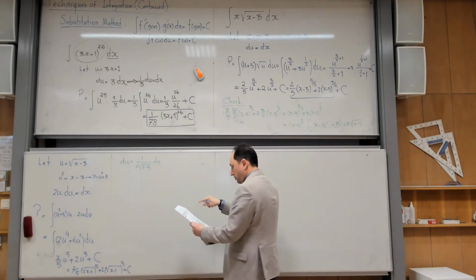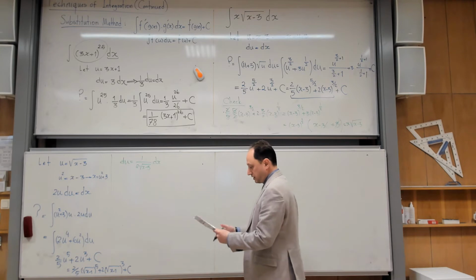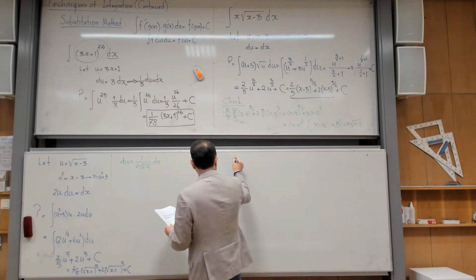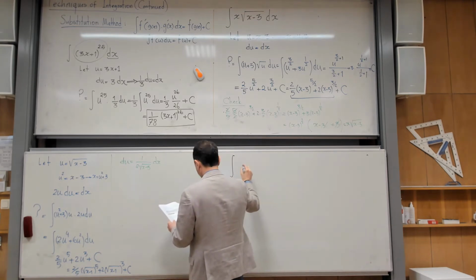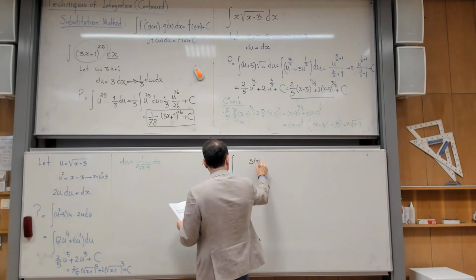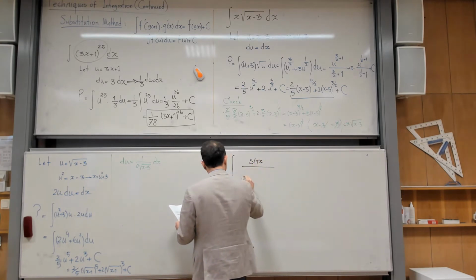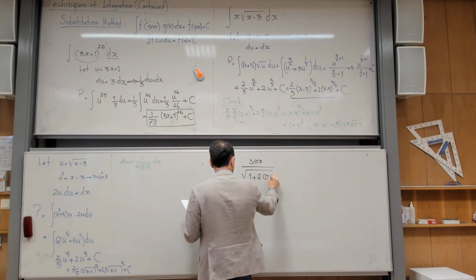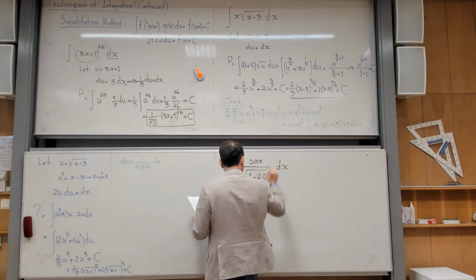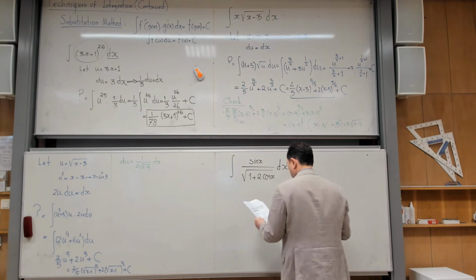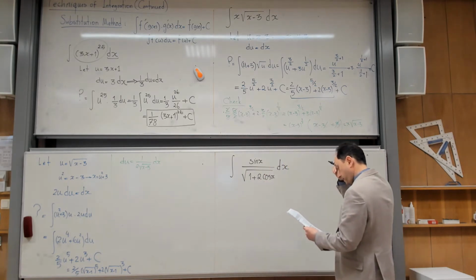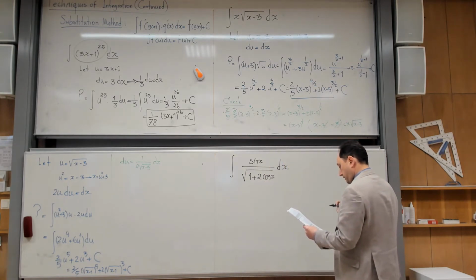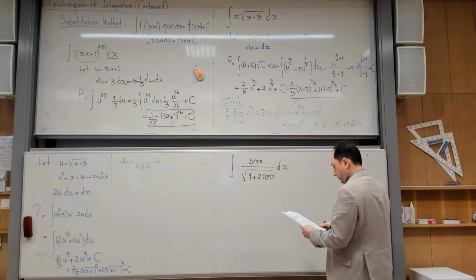But of course, there are some things that you haven't studied. I skipped them. But for example, this integral: the integral of sine x divided by the square root of 1 plus 2 cosine x dx. Okay, I write 2 so that if you finish, you can do the other one yourself.